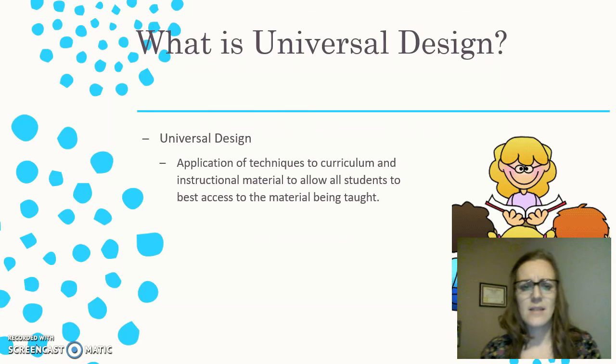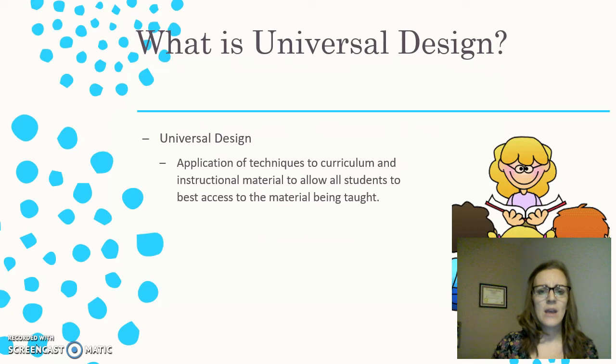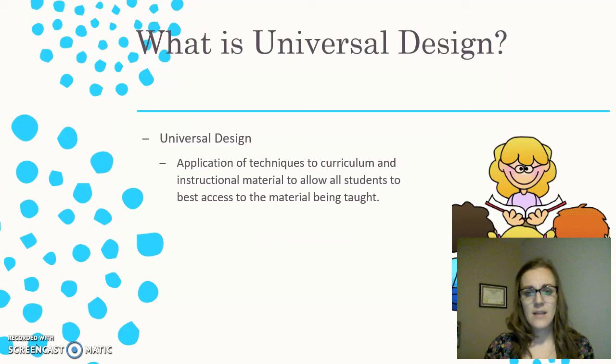Universal design is the application of techniques to the curriculum, or what we're teaching, to allow all students to best access the material that is being taught. And what I think is most important about that definition is two words: all students. Universal design lets us teach students and adjust so that all students can best learn. We want all students to best learn in a way that allows them to be able to learn. Without this, they can't learn.